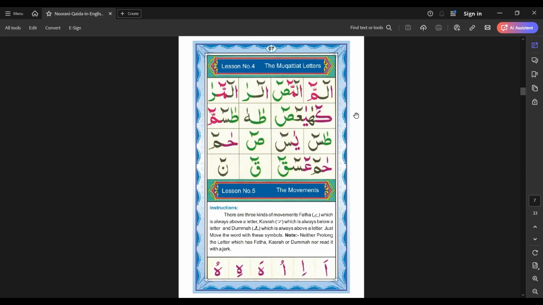It may be a little bit tricky to learn all of these letters with the mud, so I'm going to read this again one more time. Alif Lam Mim. Alif Lam Mim Sad. Alif Lam Ra. Alif Lam Mim Ra.